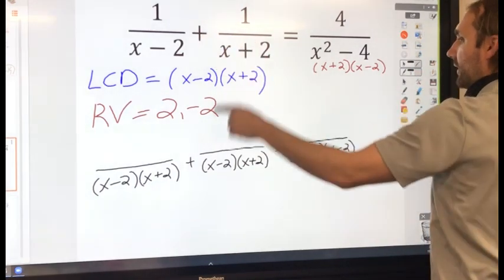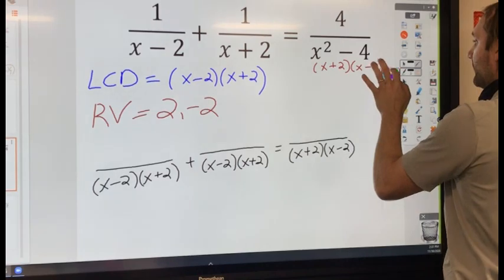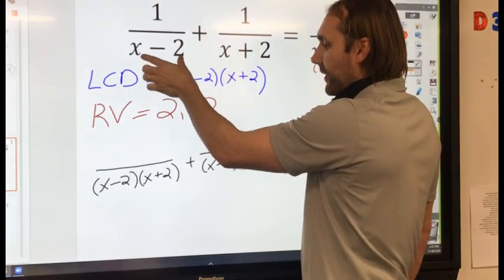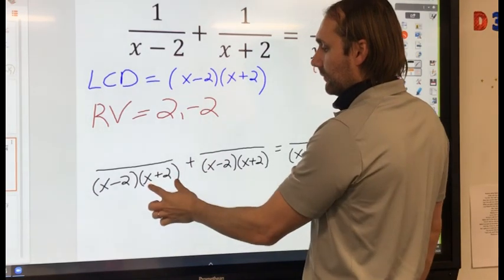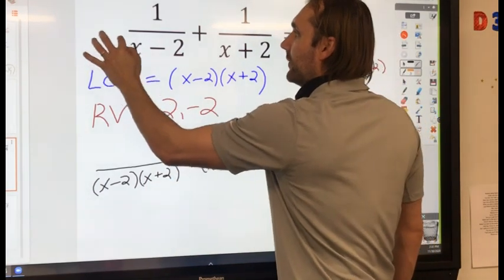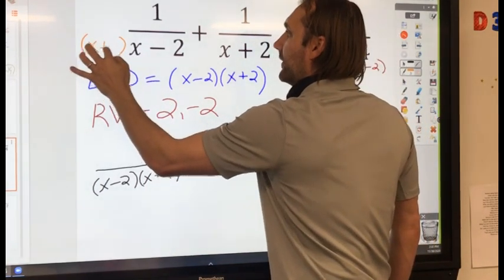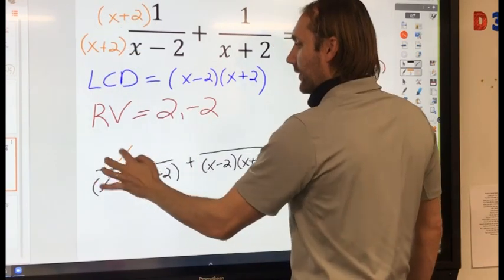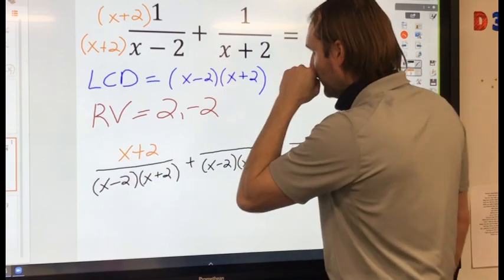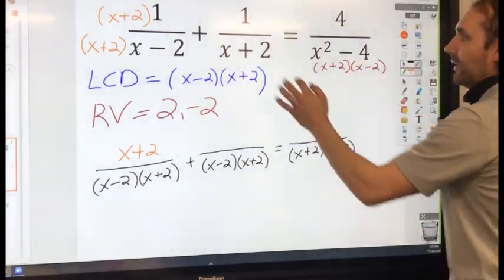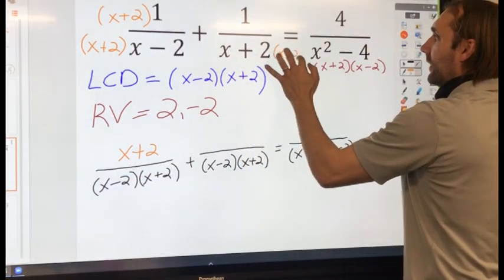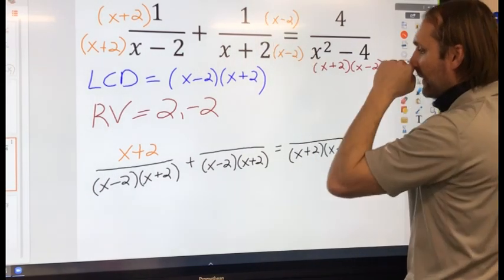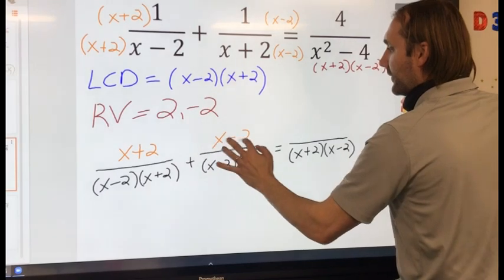Now, how do we get from there to our LCD? This first one, x over x minus 2. Which part is it missing? It's missing my x plus 2. So I need to multiply this one by x plus 2 on the top and the bottom, which makes my numerator x plus 2. This one has the x plus 2, but it's missing the x minus 2. So multiply that on the top and the bottom makes my numerator x minus 2.